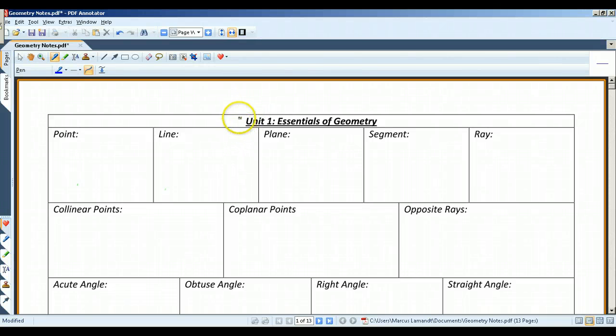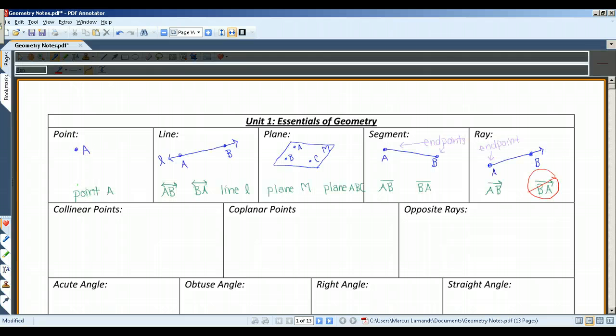Alright, you guys, if you could please turn to the page in your notes that looks like this. Unit 1, Essentials of Geometry. I'm going to start off by giving you some definitions.